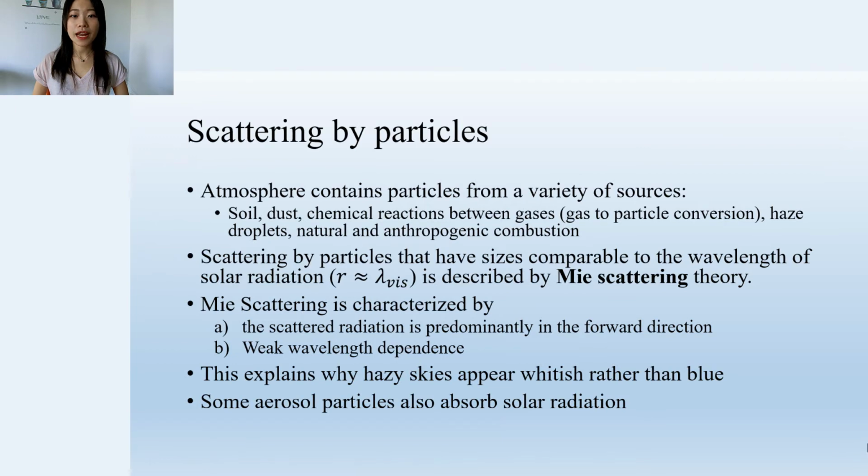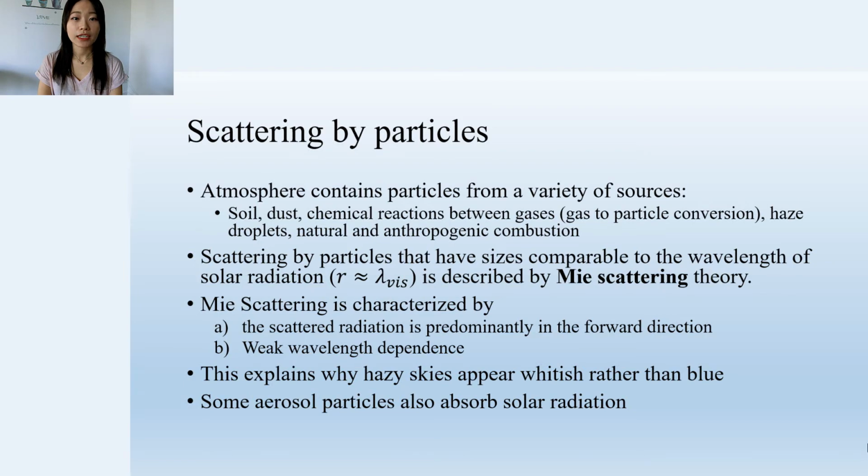Now let's talk about what happens when the solar radiation is scattered by particles. In our atmosphere, there is a variety of sources of particles, such as dust, soil, chemical reactions between gases, droplets, and combustion. And the size of particles is comparable to the wavelength of the solar radiation. And when the light is scattered by a particle that has a size comparable to its wavelength, the scattering is described by the Mie scattering theory.